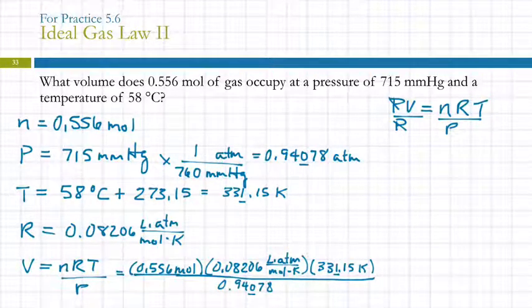0.94078 atmospheres. Check your units. If the units don't cancel out correctly, you made a mistake. Either you didn't convert to the correct unit, or you forgot to convert, or maybe you've got your equation put together incorrectly. So the only unit that doesn't cross out is liters. That's good because liter is a unit of volume. So 0.556 times 0.08206 times 331.15 divided by 0.94078.